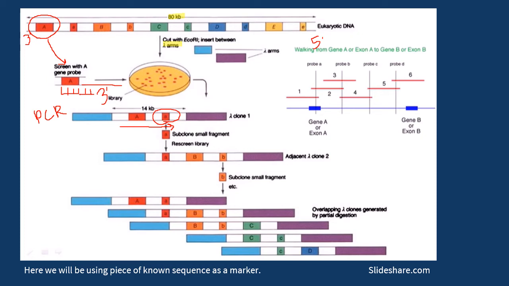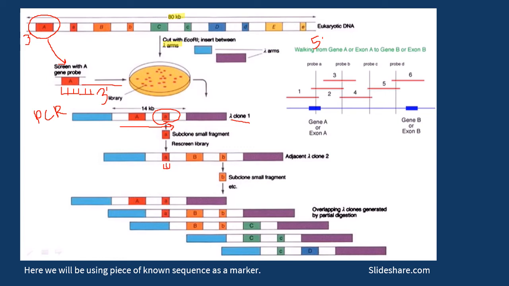You will do cloning for your PCR result, and this will be named lambda clone 1. You will study this and identify the gene or the sequence. Again, you will use this small a region to rescreen the library. So now you will design a primer for this region.